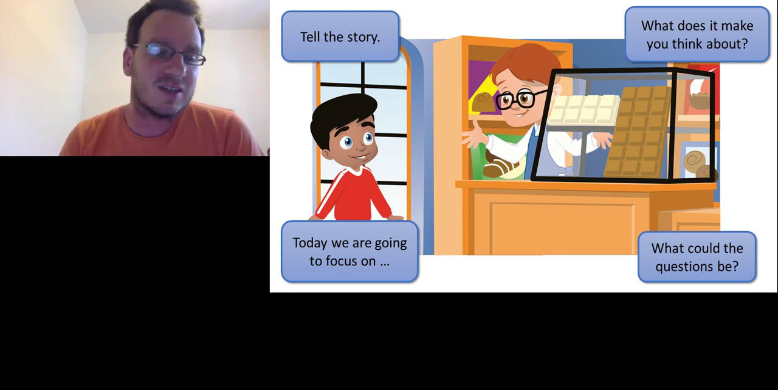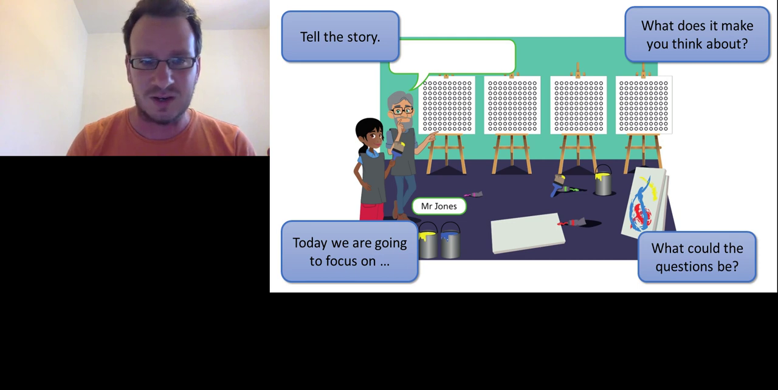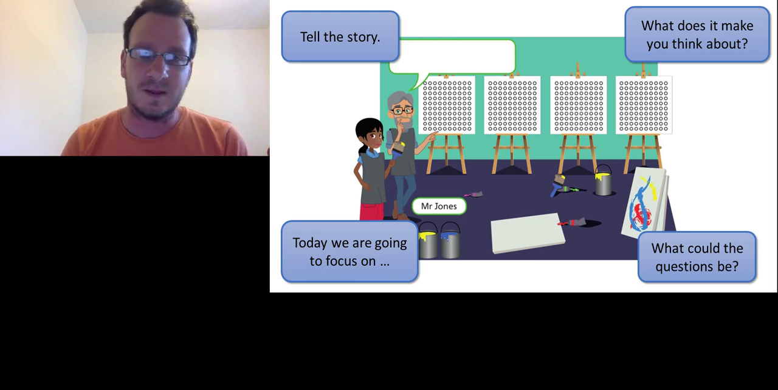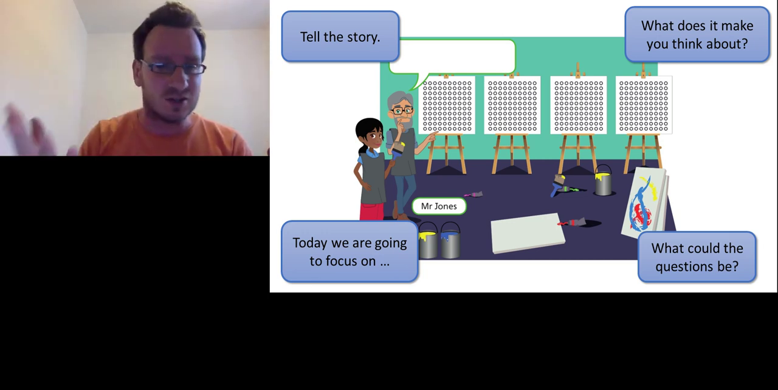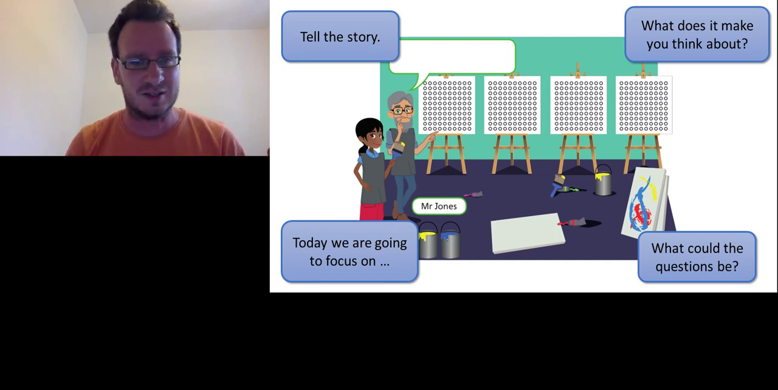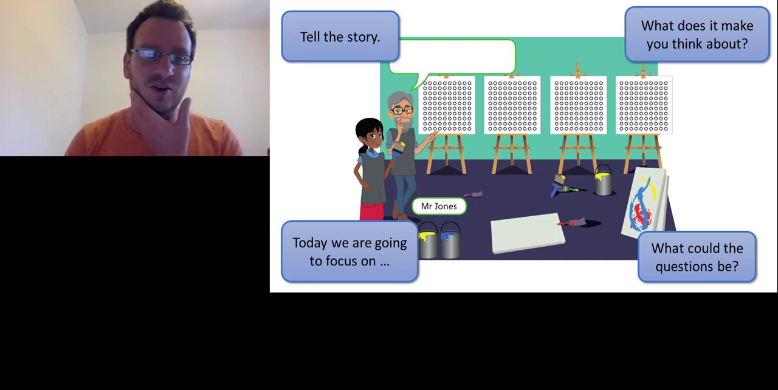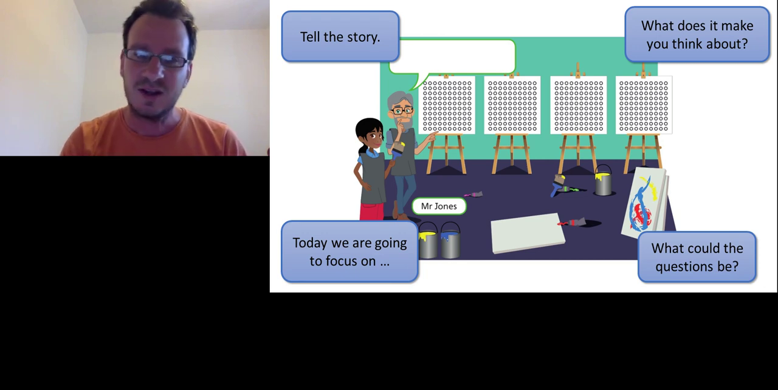So here's another Discover task. In this one, I've stripped away some of the information. So again, we can tell the story. What does it make you think about? This context was taken from, I think, an artist who's famous for making dot paintings, and the student artist would paint the dots in different patterns. So this is taken from a real life context. This could be quite creatively done. You could do this with many bits of artwork in class. What could the questions be? What do they notice about the structure of the pictures?